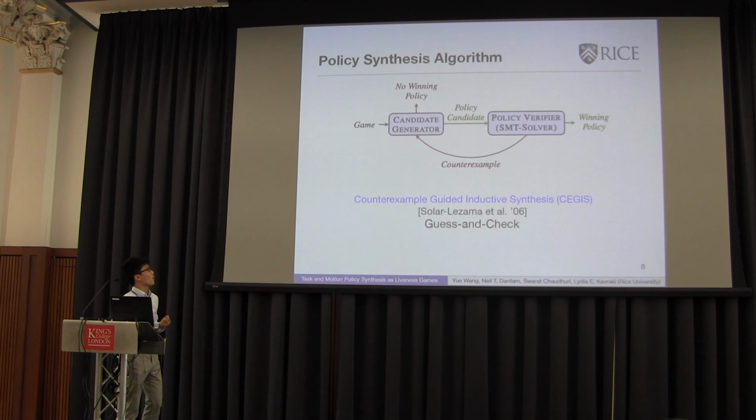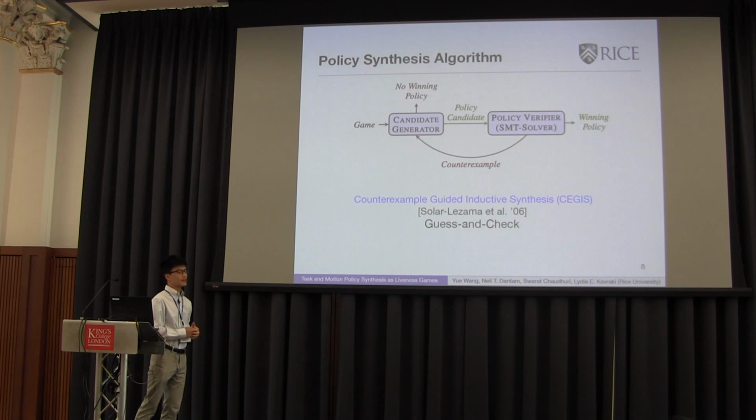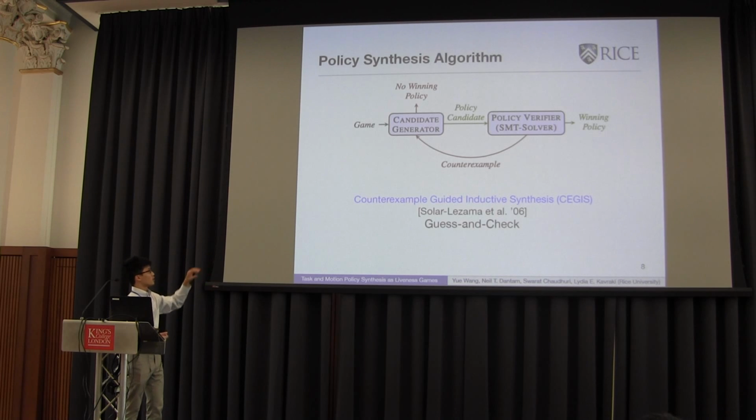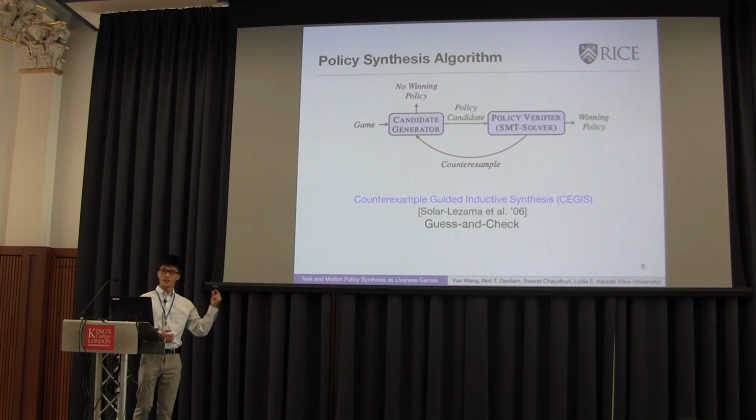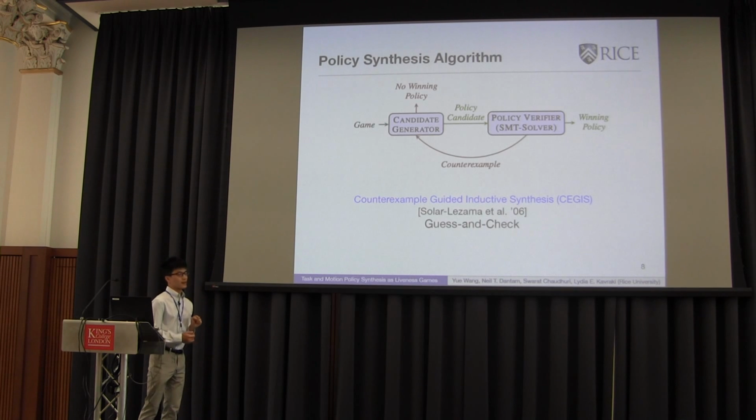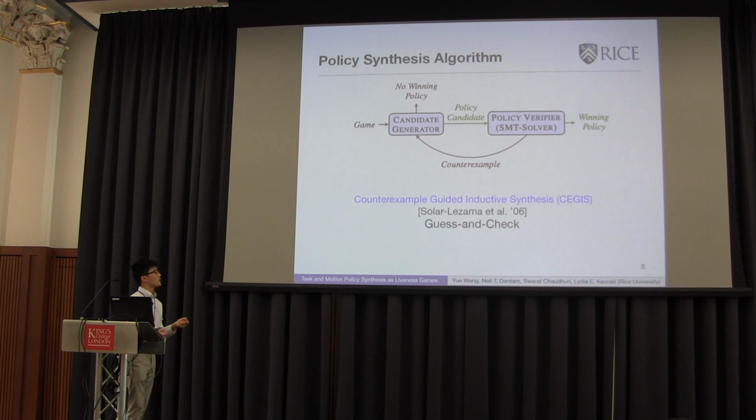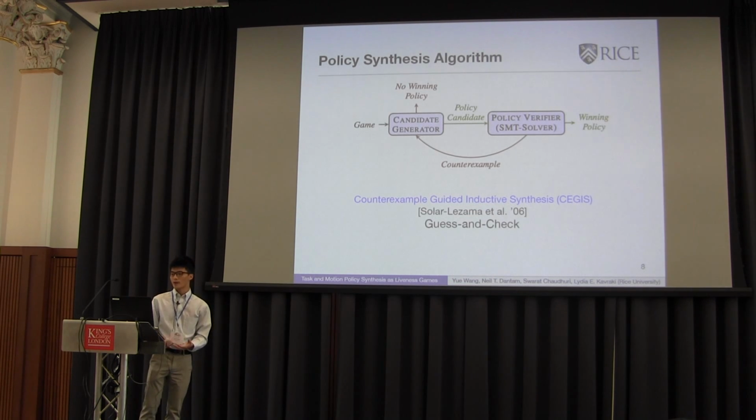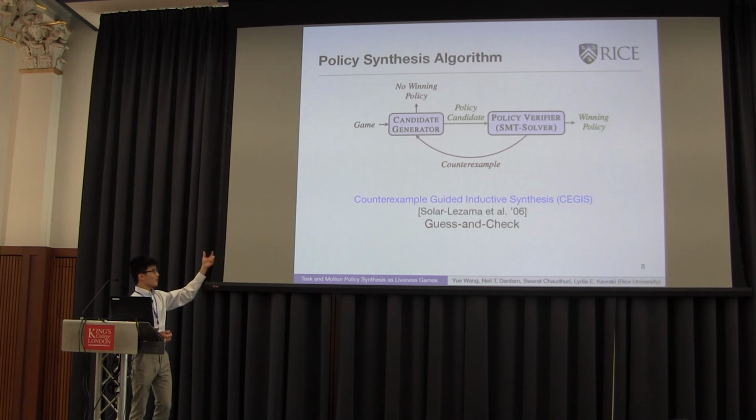Now, let's look at the details of the algorithm. We extend the counterexample guided inductive synthesis algorithm to develop our own policy synthesizer. This picture shows the overall structure of the framework. In a nutshell, this framework is an iterative guess and check loop. The candidate generator will pick a candidate from a given set of possible implementations of a policy. This implementation may be invalid, so we need to check the policy with a policy verifier. As we mentioned before, we use first-order logic constraints to characterize the correctness of the policy. So the validity of these constraints can be checked with an off-the-shelf SMT solver.